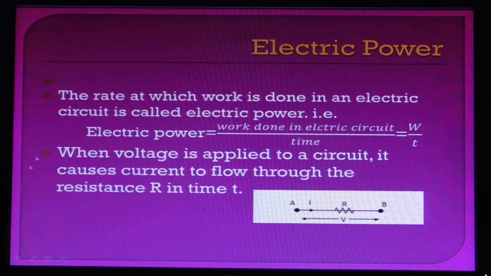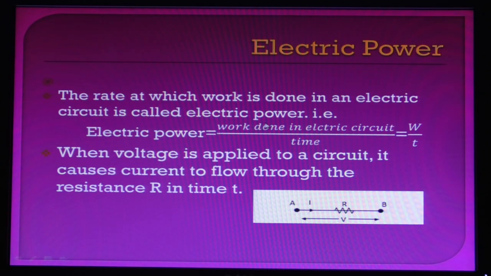The rate at which work is done in an electric circuit is called electric power. Just like mechanical power. In case of mechanics, we deal with mechanical power. We know power is equal to rate of doing work. Similarly, electric power means the rate of electric work done.